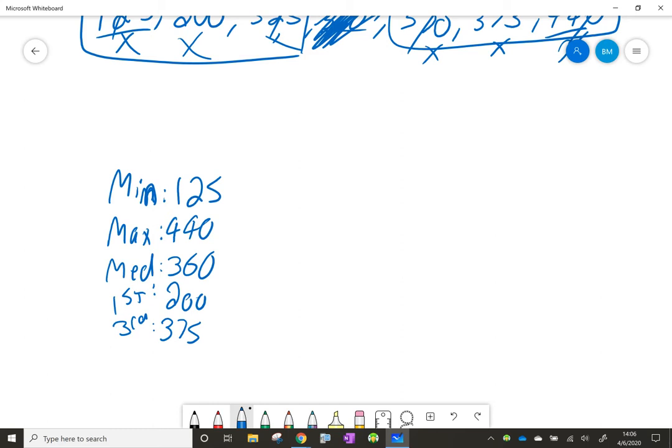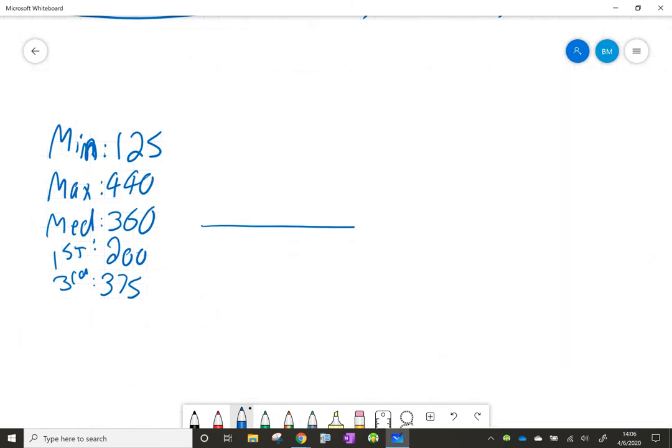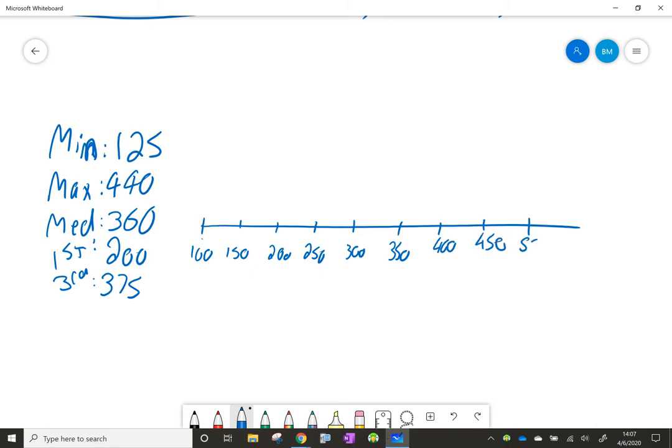So there's our min, max, median, first quartile, and third quartile. Now, if we were to make a box plot of this, let's make a number line. Let's start from 100 and go all the way to 400. Let's go by just 50: 150, 200, 250, 300, 350, 400, 450, and 500.